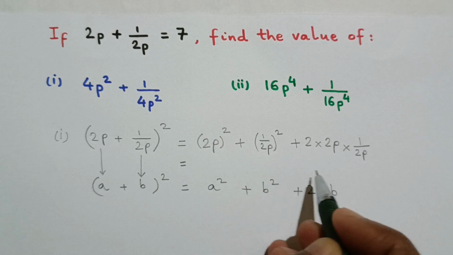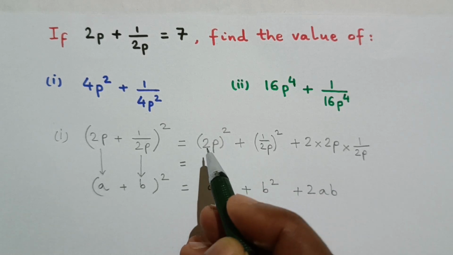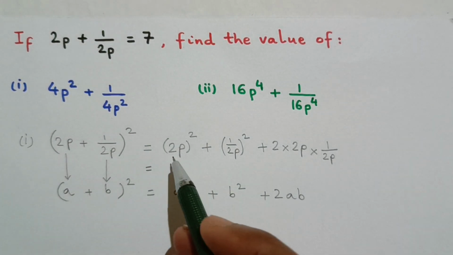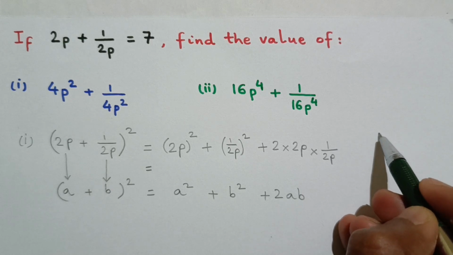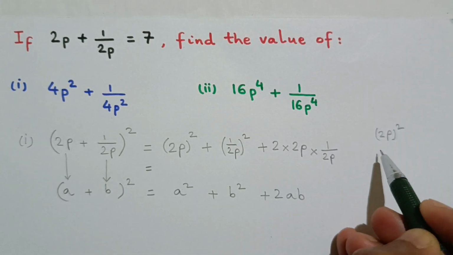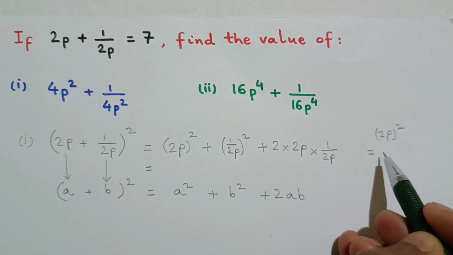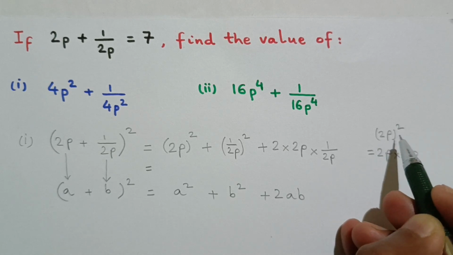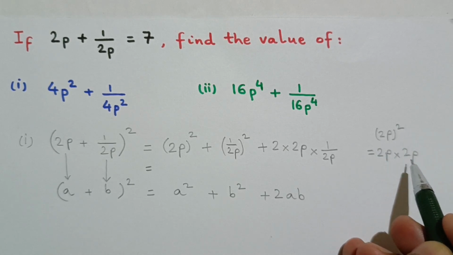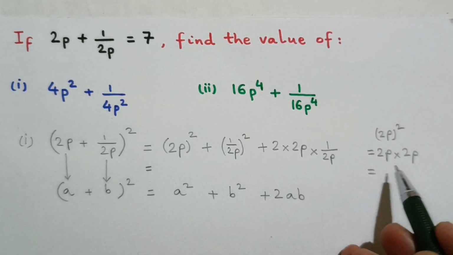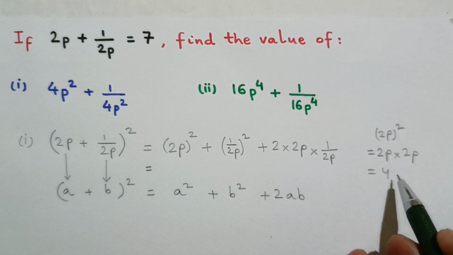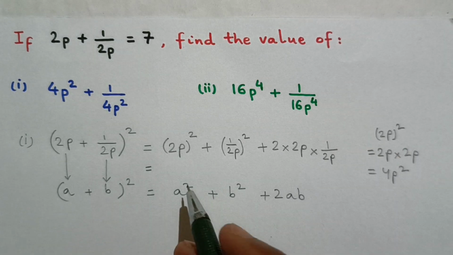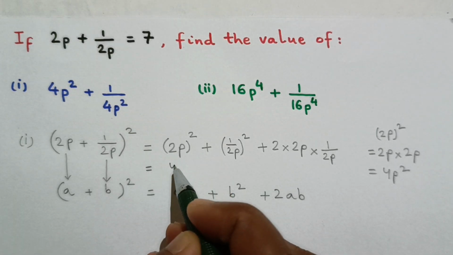So we will do the simplification over here. What is 2p whole square? Let us do the calculation. 2p whole square means 2p multiplied by 2p. And what is 2p into 2p? 2 into 2 is 4, p into p is p square. So 2p whole square is 4p square.